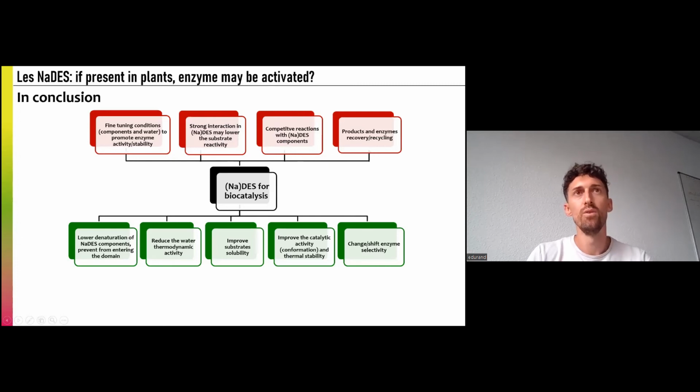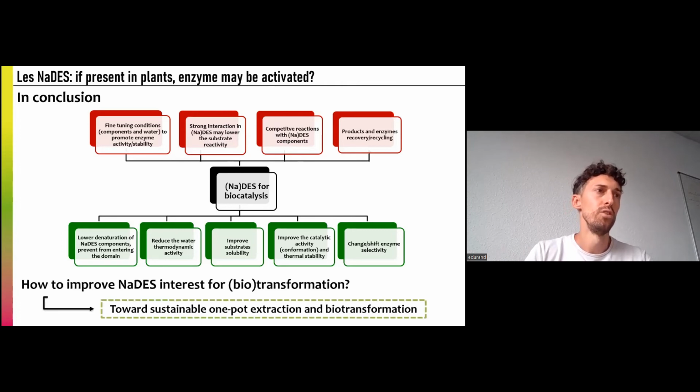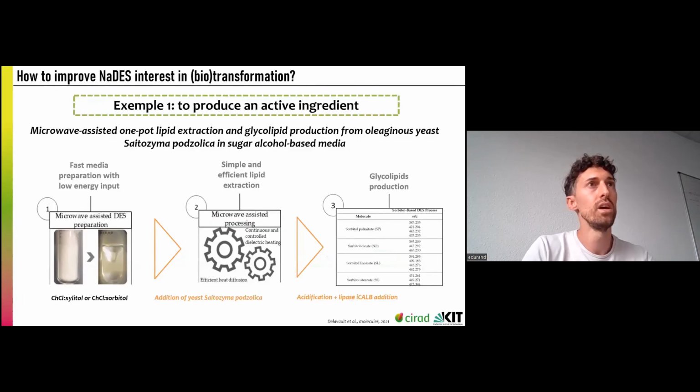And also one of the questions about the product and enzyme recovery, due to sometimes the very high viscosity of NaDES. So in this context, we went to investigate other strategies to improve the NaDES interest in biotransformation, and especially to go towards sustainable one-pot extraction and biotransformation using NaDES. So here, this is the first example to produce an active ingredient like a surfactant, glycolipid.